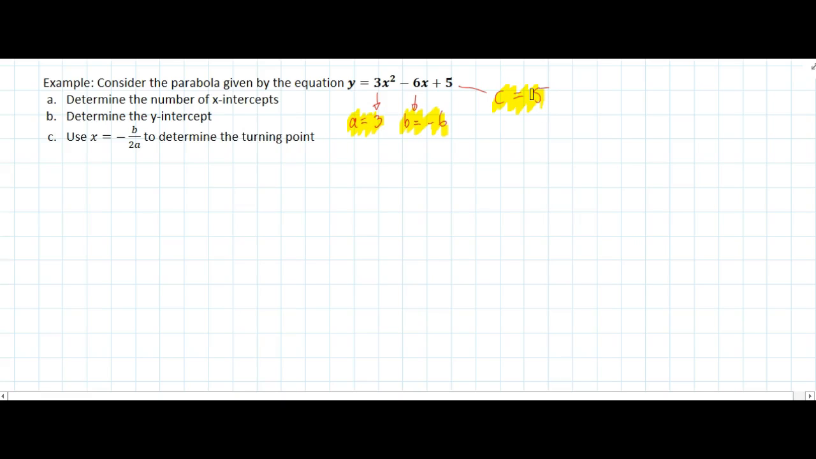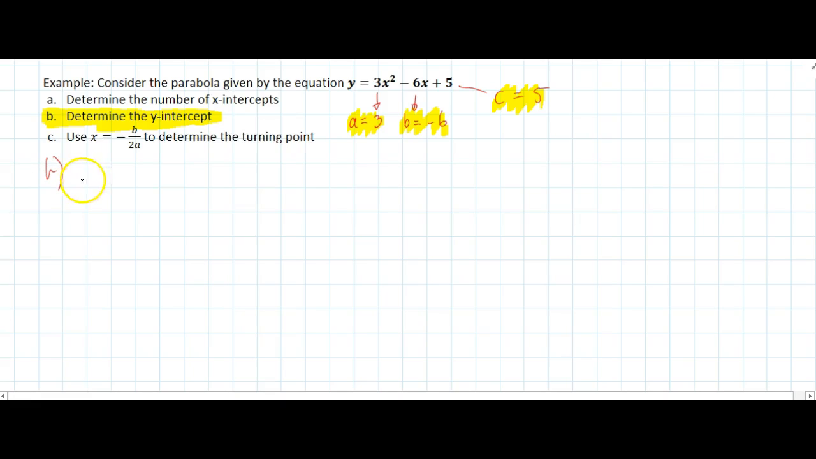So there are the three things we need to know for all our calculations. The question asks us to do three things: determine the number of x-intercepts, determine the y-intercept, and use that small equation to find the turning point. I'm going to do this a different way and determine the y-intercept first, because when the equation is in this form, that's the easiest to do. So I'm going to do part B first.